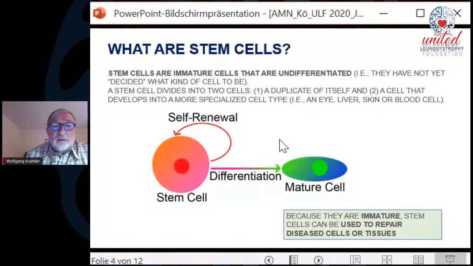So the stem cells are very immature cells. They can renew themselves, but they also can differentiate into different tissues. In our case, we use certain cells that differentiate into tissues that are defective in the disease. So we transplant healthy new tissue.